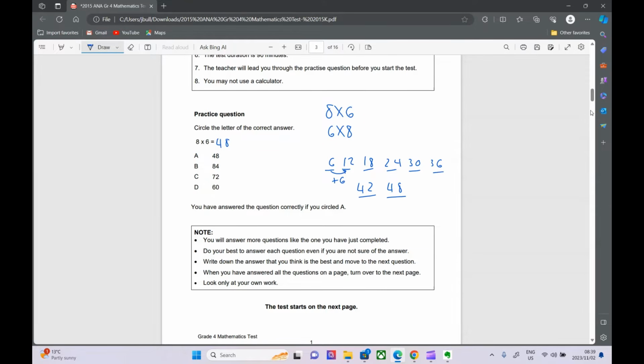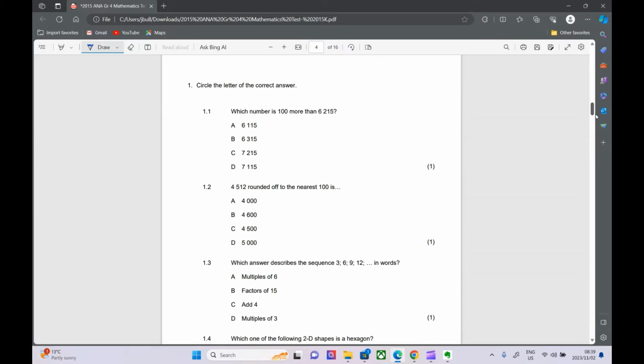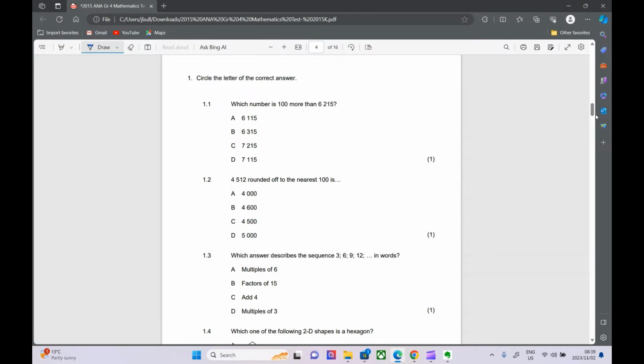Let's have a look at some other questions. Okay, so like I said, try answer the question before you even look at the options, because sometimes the options are there to try trick you a little bit. So which number is 100 more than 6215? Okay, so this 100 more means whatever number we've got, we're going to add on 100 to it. Okay, so they like using this tricky wording. You've got to figure out what they're actually asking. So which number is 100 more than this?